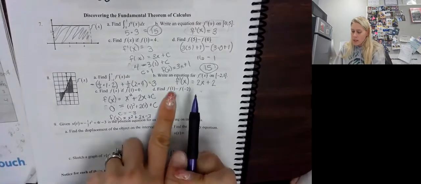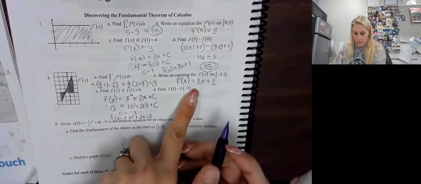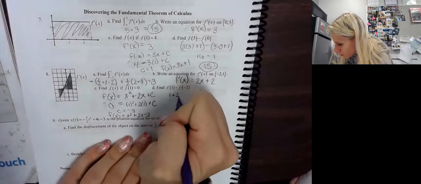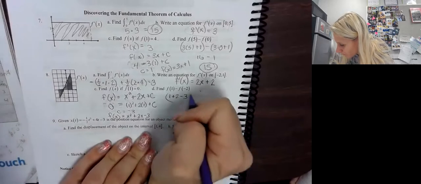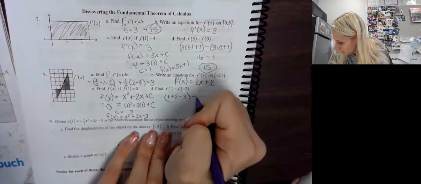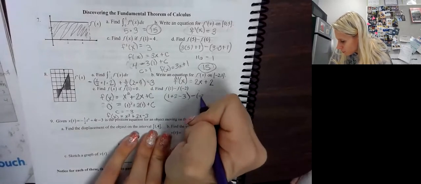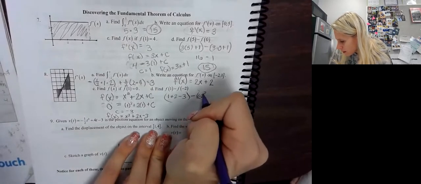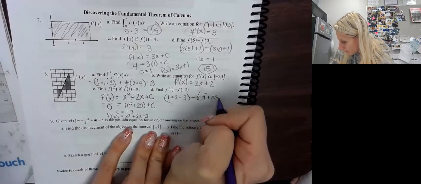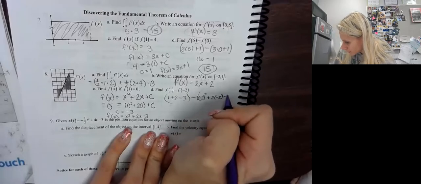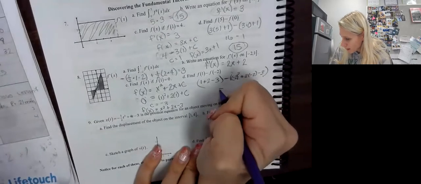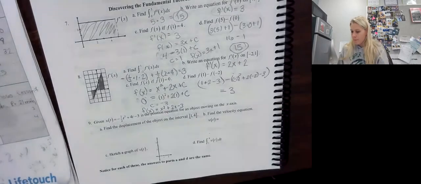Now we're going to plug in our 1 and plug in our -2. When we plug in our 1, we get 1 plus 2 minus 3, minus, now we're plugging in our lower limit, which is -2 squared plus 2 times -2 minus 3. So when we plug that in, what do you know? We get the value of 3.